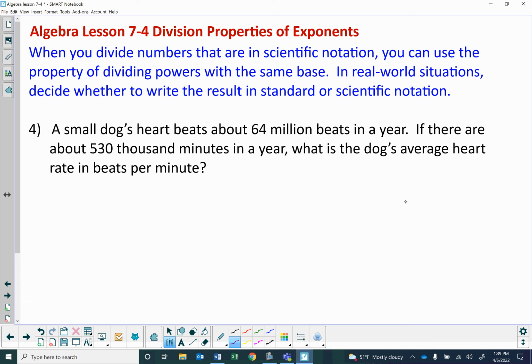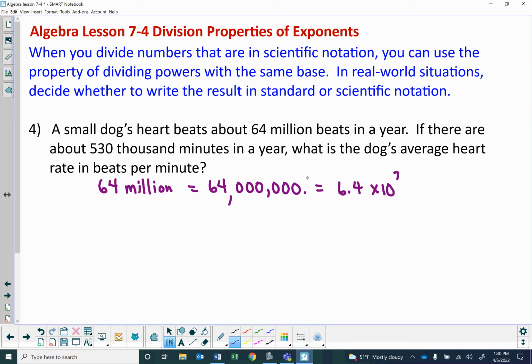So, if I have a small dog, and his heart beats about 64 million times in 1 year, and there are about 530,000 minutes in a year, what is the dog's average heart rate in beats per minute? Okay, so let's do some transposing here. 64 million means 64, followed by six zeros, which we could write in scientific notation as 6.4 times 10 to the 7th power.